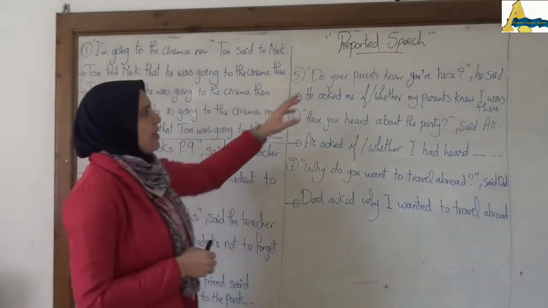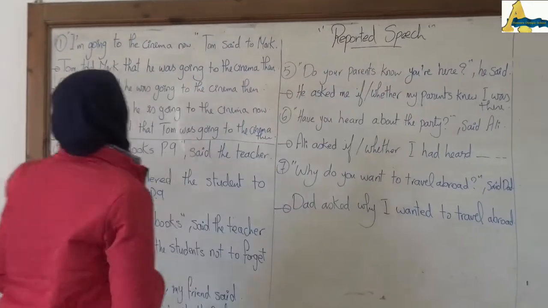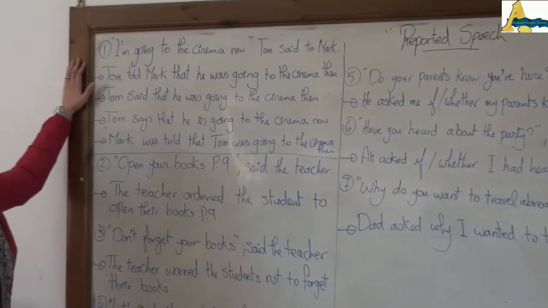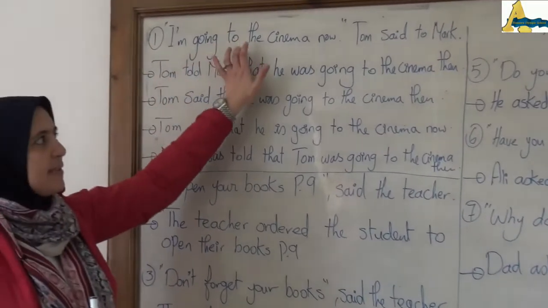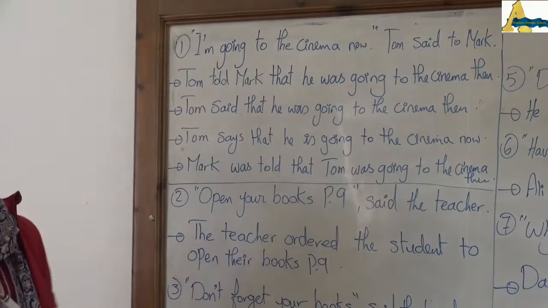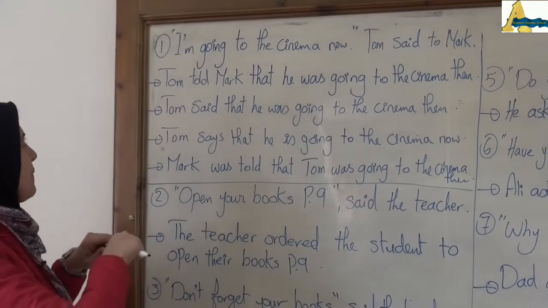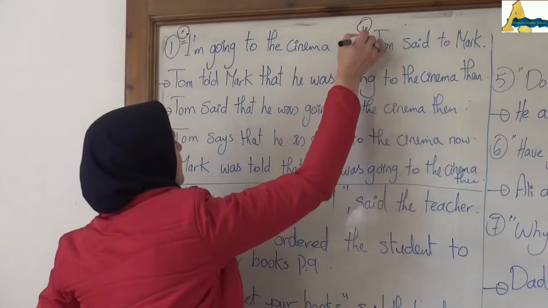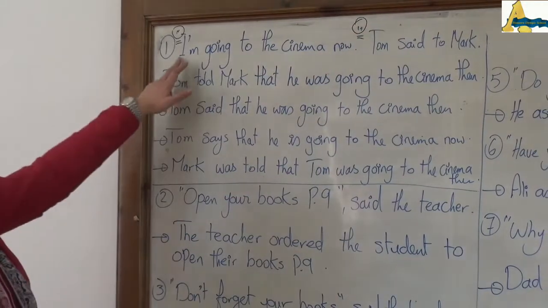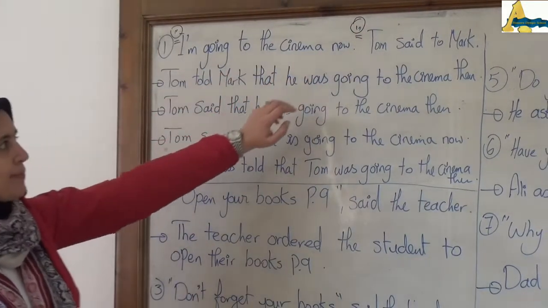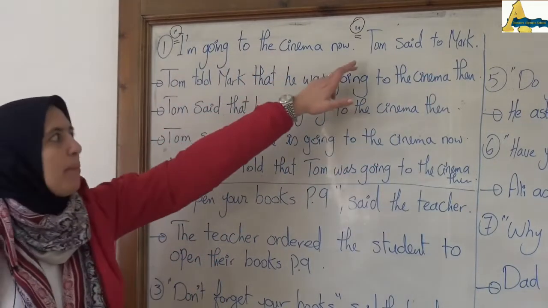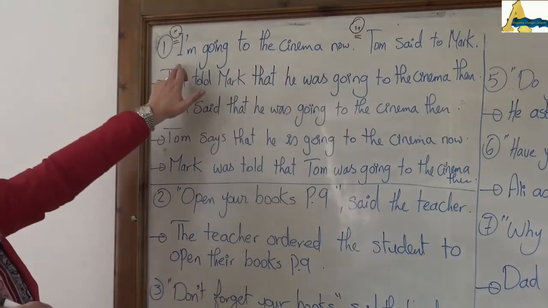Unit 9 is talking about reported speech. First of all, you have to differentiate between the actual words and the reported words. The actual words, notice here, these quotation marks. "I'm going to the cinema now," Tom said to Mark. Who said these words? Tom. So he was saying, "I am going."